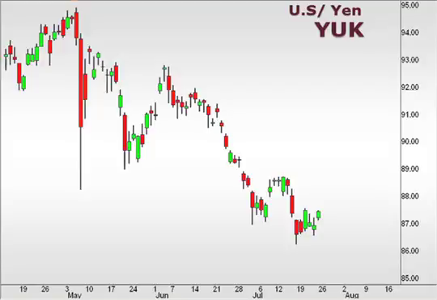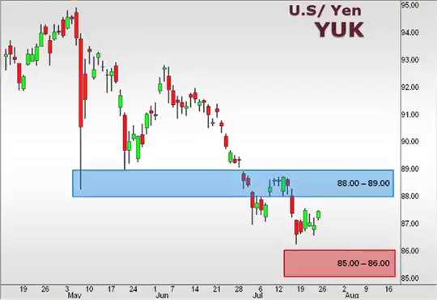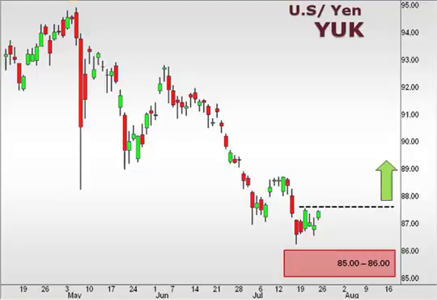The YUK, the US versus the Japanese yen, continues to respect the downtrend but is close to testing support at our 85-86 focal zone. 88-89 will play a role as resistance to any attempt higher. We are looking for a break above 87.5 to confirm a possible reversal.